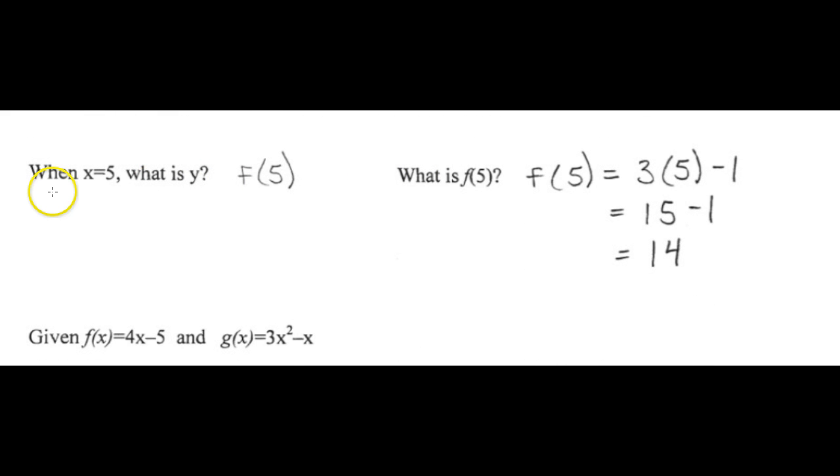What is f when x equals 5? What is y? That means f of 5. What is f of 5? X is 5, so that's what we put in the parentheses. What is the function of f evaluated for x equals 5? F of 5 is 3 times whatever's in the parentheses minus 1. In this case, it's 3 times 5 minus 1. So 15 minus 1 is 14.